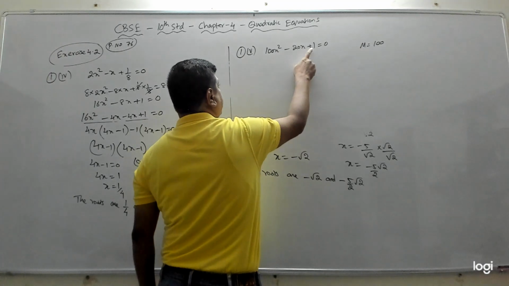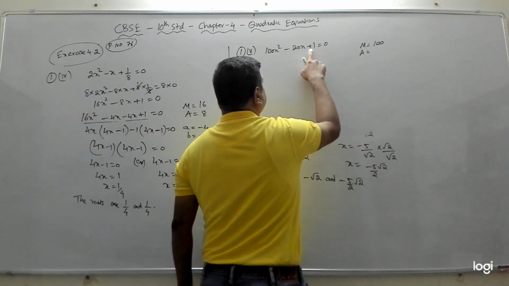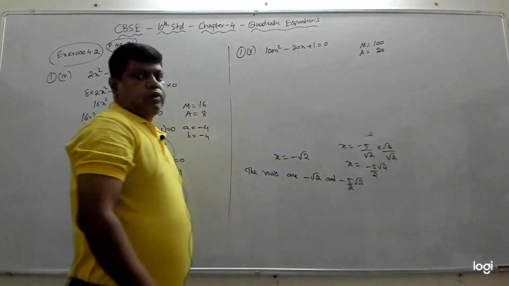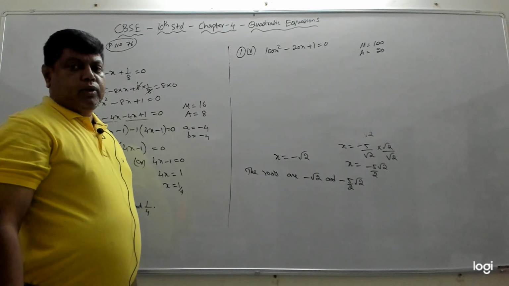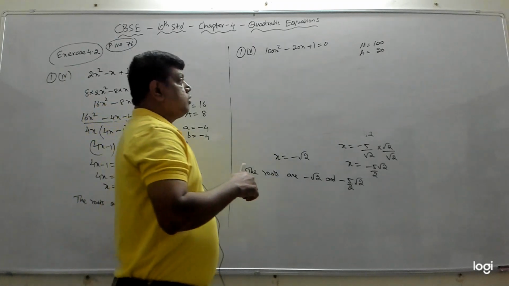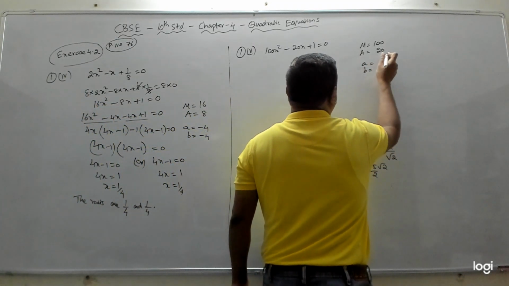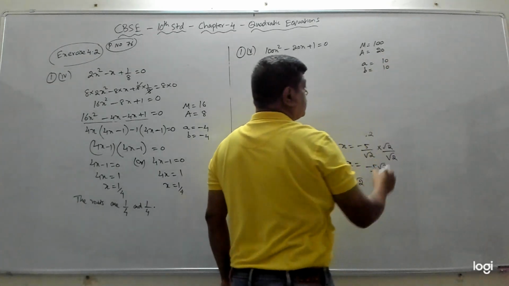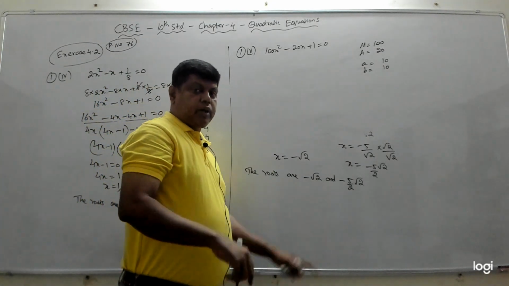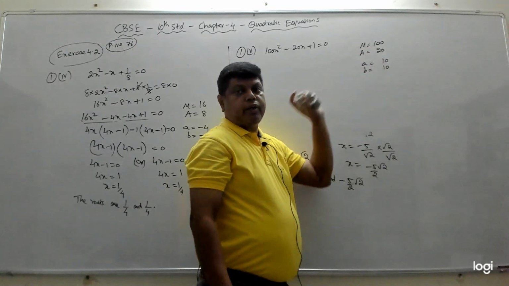Same two numbers if I add, because this is plus sign, I should put capital A, addition case. If I add the same two numbers, I should get this one, 20. So I should find two numbers such that when I multiply the two numbers, I should get 100. The same two numbers, if I add, I should get 20. I will call them as small a and small b. Now what are the two numbers? It will be 10 and 10, because 10 into 10 is 100, 10 plus 10 is 20. So those two are the numbers.